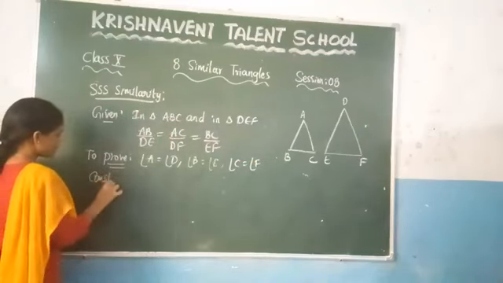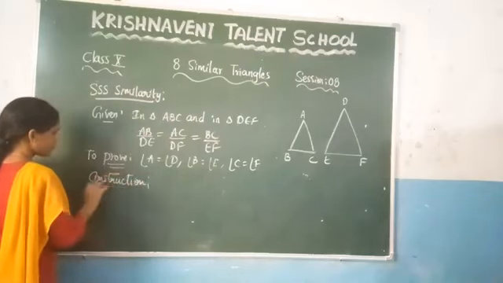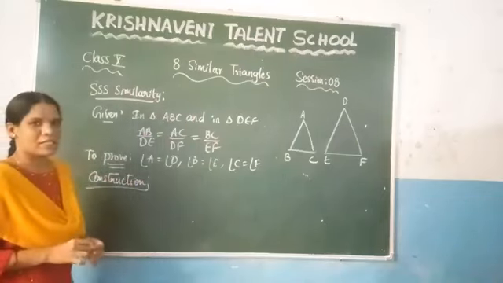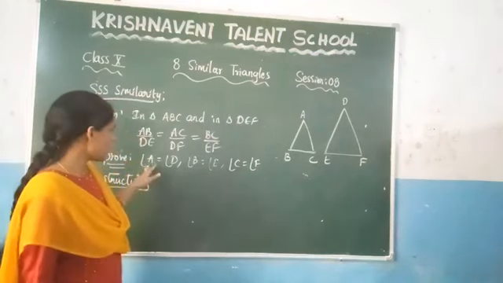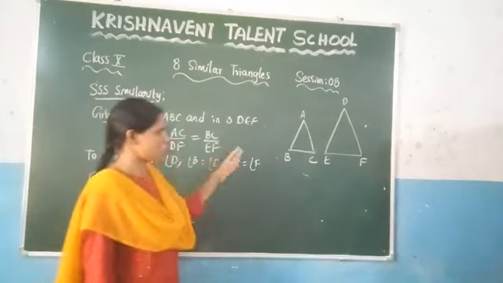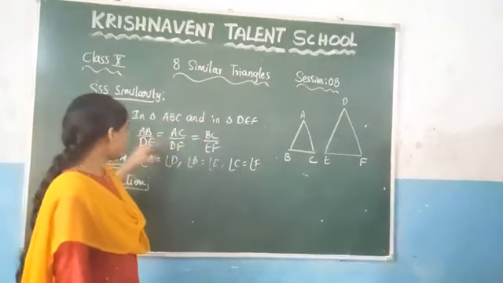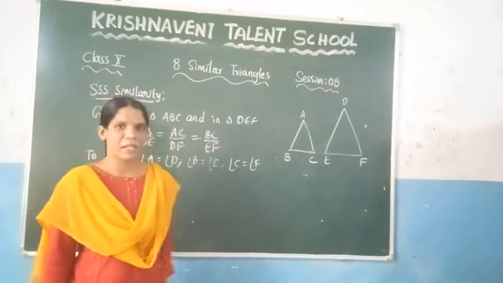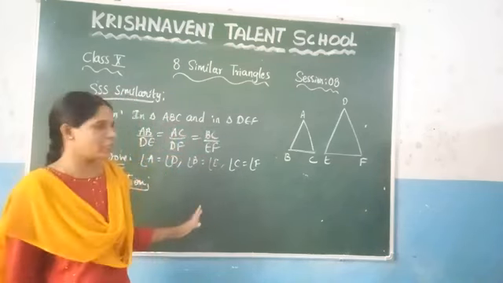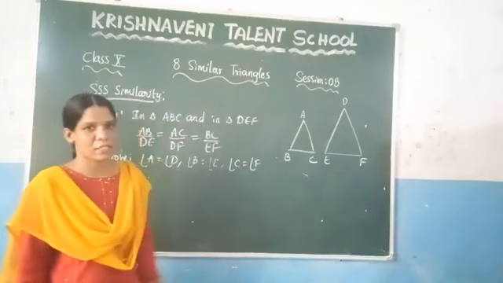And same for this also we need some construction. So what is the construction? How to proceed here? Here what we need to prove, angle A is equal to angle D, that means the corresponding angles are equal. That we need to prove here. And they have given here AB by DE is equal to AC by DF is equal to BC by EF. This condition they have given, and based on this condition we need to prove these two triangles are similar.